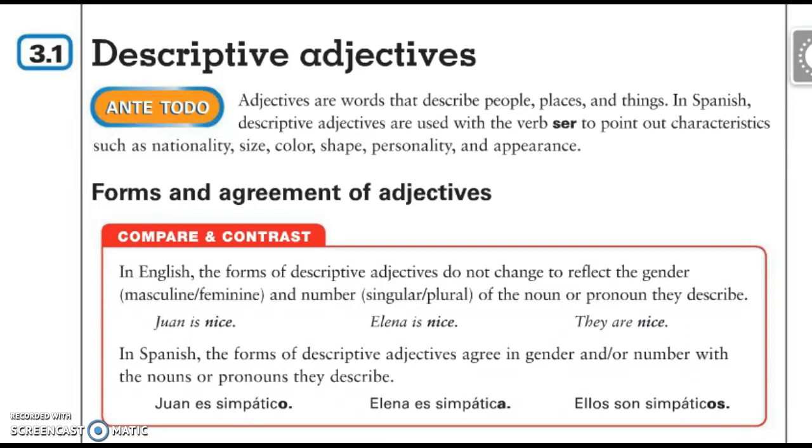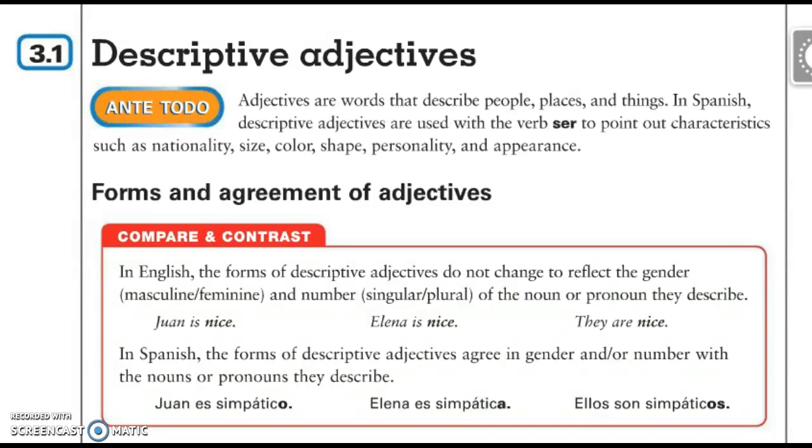So the first estructura or grammar lesson covers descriptive adjectives. As you probably already know, adjectives support nouns and they describe people, places, and things. There are some similarities in Spanish and some differences to how we use descriptive adjectives in English. First and foremost, we will use the verb ser to point out characteristics. Examples of that are nationality, size, color, shapes, personality types and characteristics, and the way people appear.